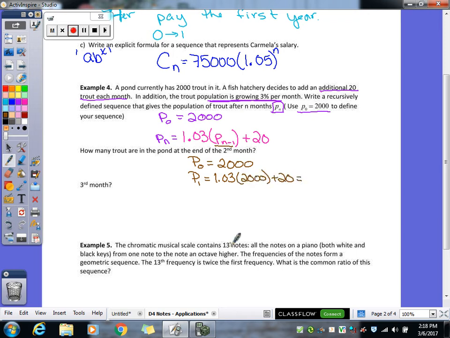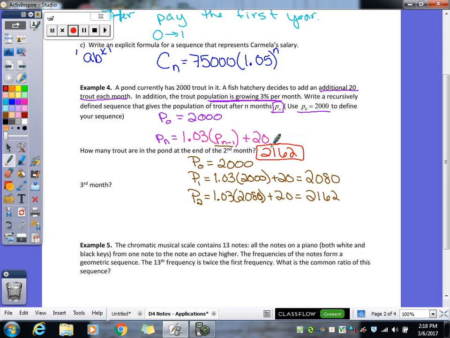And then plus a 20. So we multiply that out, add our 20. We've now got 2,080 trout. So then for the second month, 1.03 times 2,080 plus a 20. Multiply it out, we do have to do some rounding. We get 2,162. So how many fish are in the pond at the end of the second month?